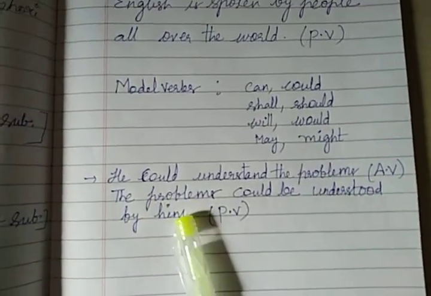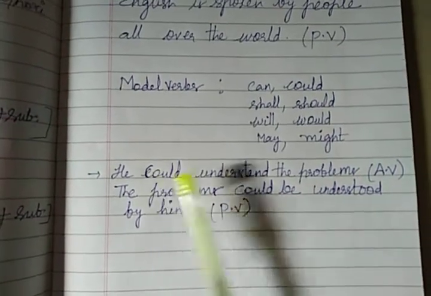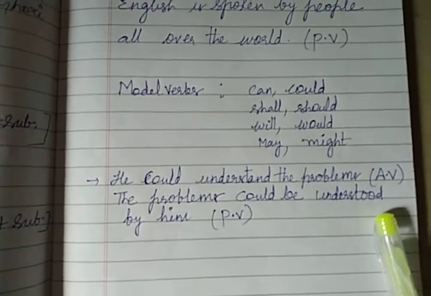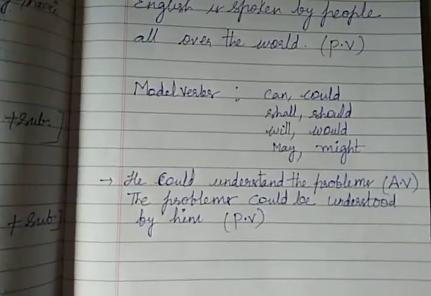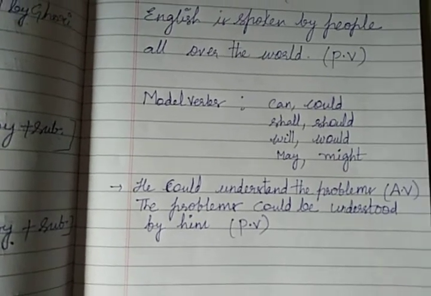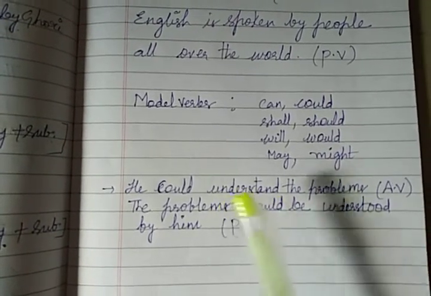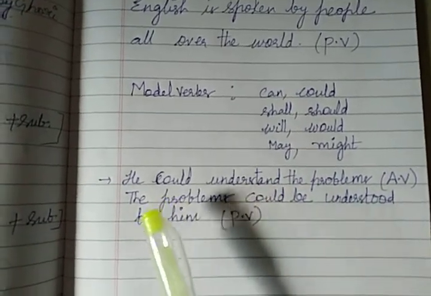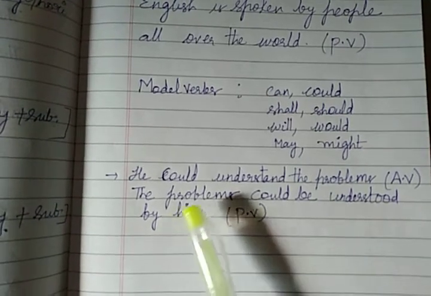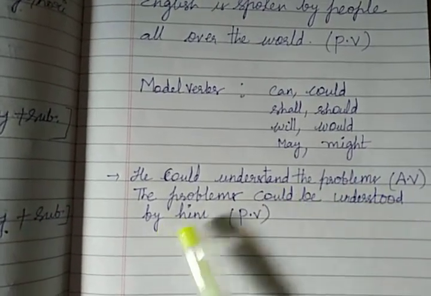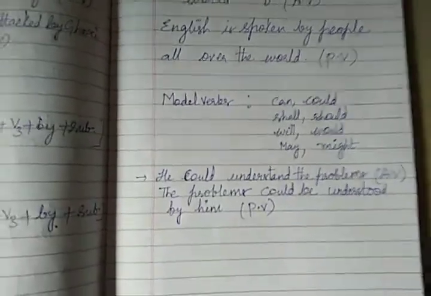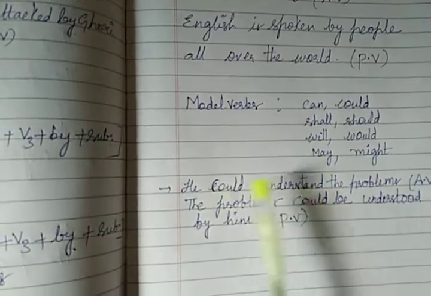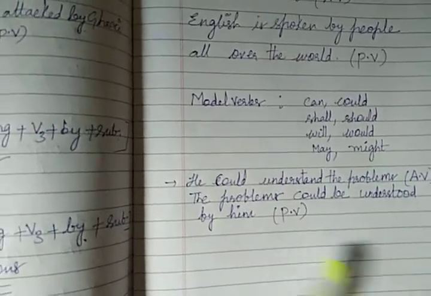Here the problems could is replaced with could be. Understood. It's a V3 form of understand. So what is V3? Participle. So understand. What is the V3 form of this? This is understood. So what is the sentence in passive voice? The problems could be understood by him. So here what are the modal verbs they used in this example? Could. So now here could be.